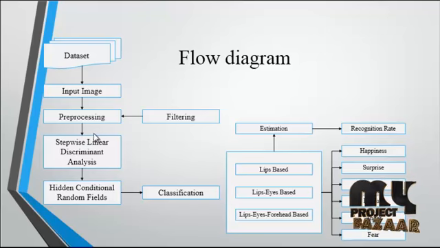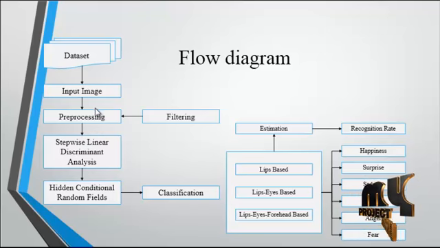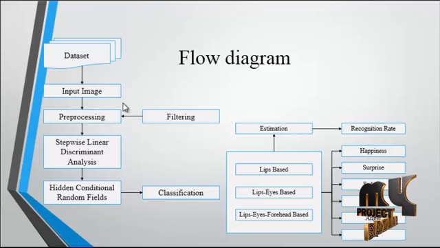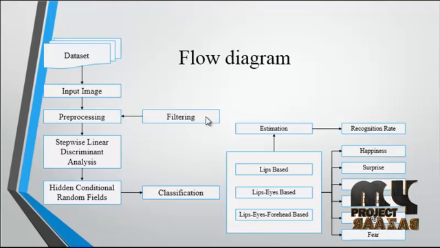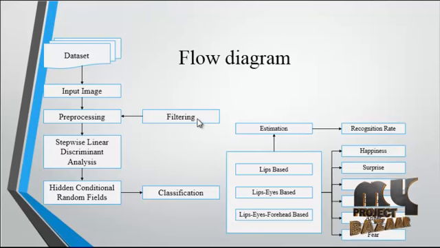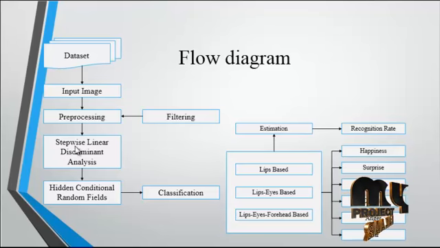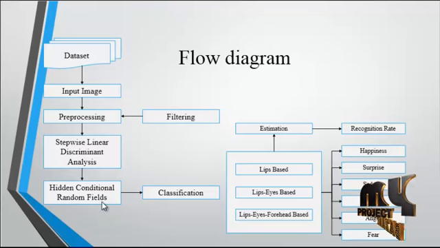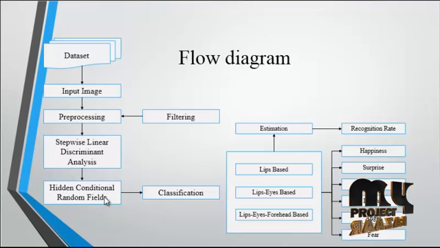After getting the input image from the dataset, the input image undergoes pre-processing. In the pre-processing step, we use filtering to remove the noise present in the input image. After eliminating the noise present in the image, the stepwise linear discriminative analysis and the hidden conditional random fields will be applied. At first, we have to detect the face of the input image.